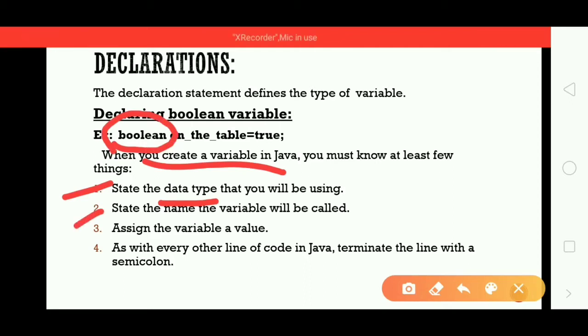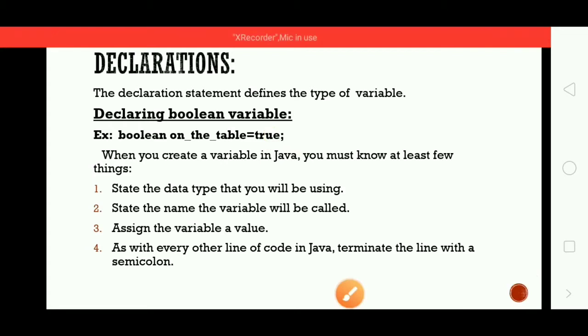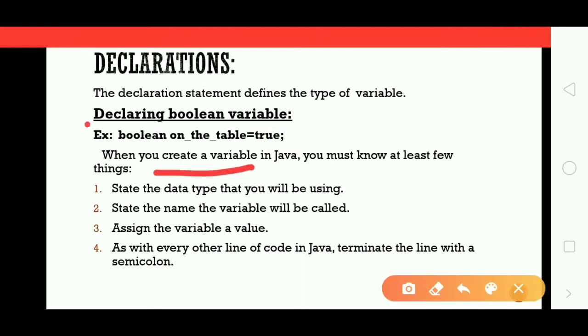Second, state the name of the variable. So our variable name is onTheTable. Third, assign the variable a value. For boolean we have the true value here. Final, as with every other line of code in Java, terminate the line with a semicolon. You can observe here we are terminating the line with a semicolon. So these are the few things you need to keep in mind while declaring a variable.